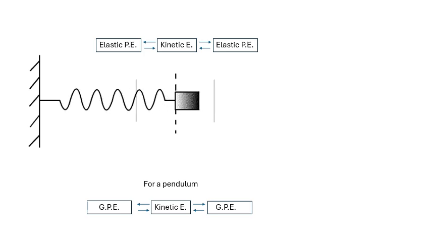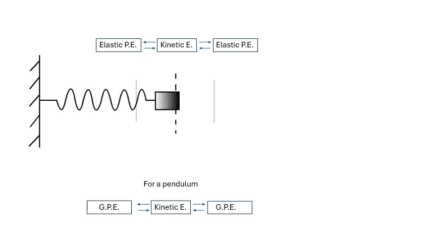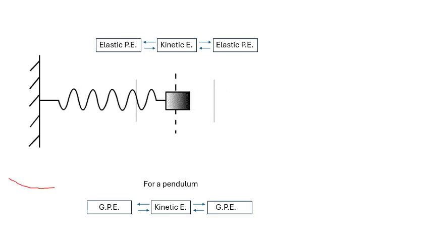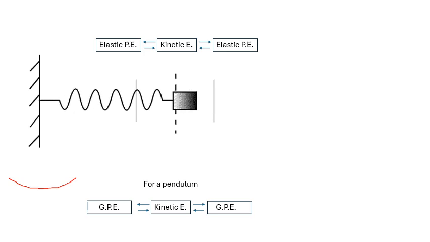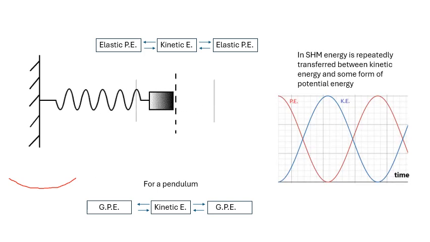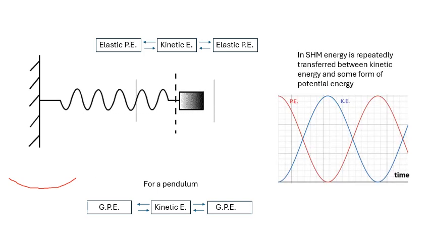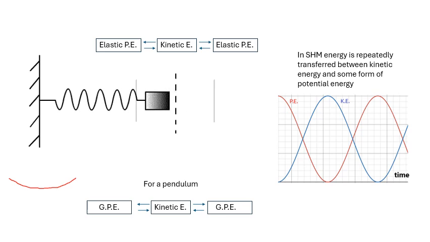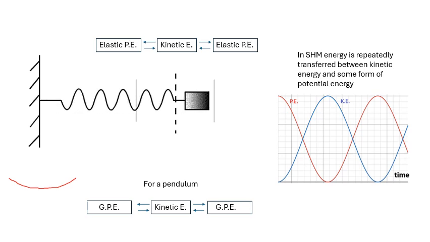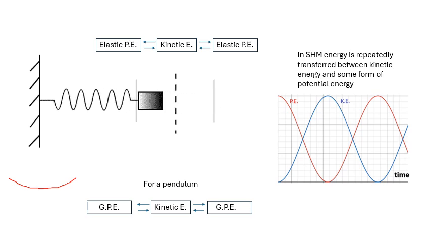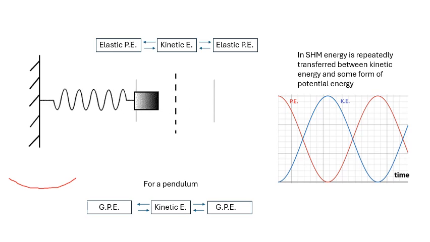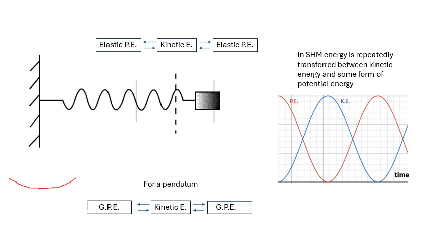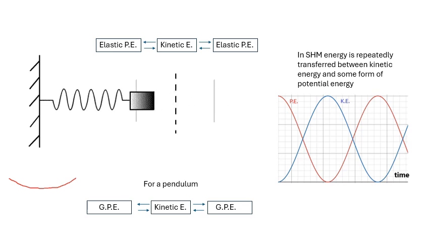Similar for a pendulum. For a pendulum, the bob actually moves vertically. So we get gravitational potential energy to kinetic to gravitational potential energy, etc. So in SHM, energy is repeatedly transferred between kinetic energy and some form of potential energy. And looking at this graph of energy against time, you'll see there's the potential energy and the kinetic energy, and the total is constant if it's undamped.